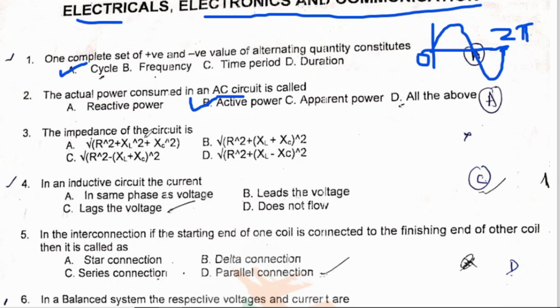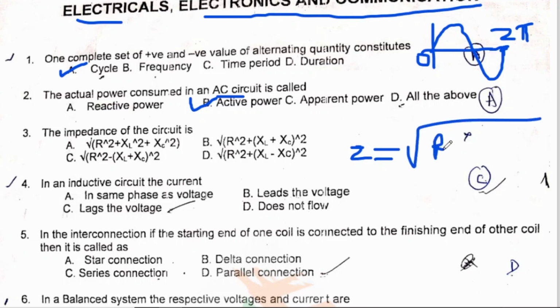Then the impedance of the circuit is Z. They are talking about an RLC series circuit. In an RLC series circuit, the impedance Z will be equal to the square root of R square plus (XL minus XC) whole square. So this is the answer. Which is the correct option here? Option D is correct: square root of R square plus (XL minus XC) whole square.